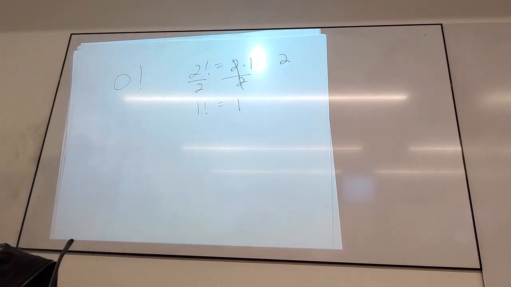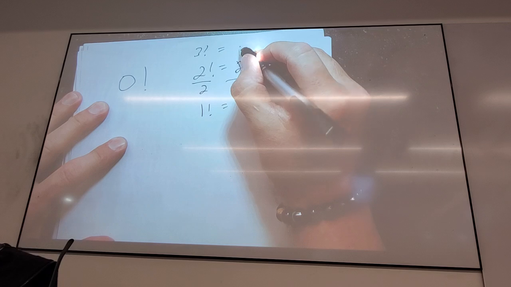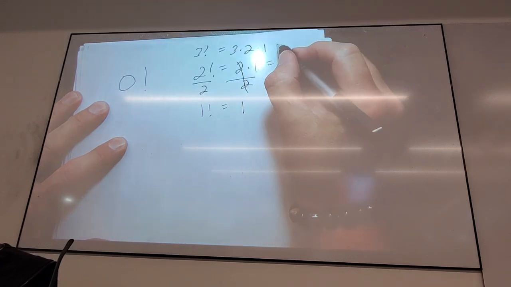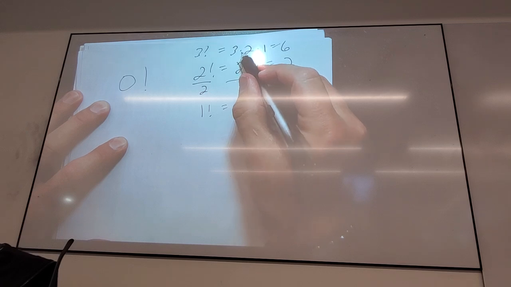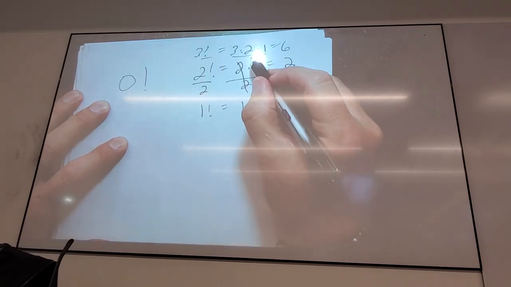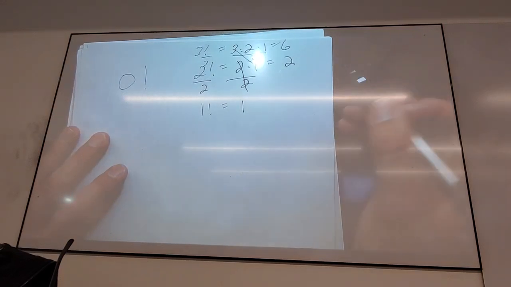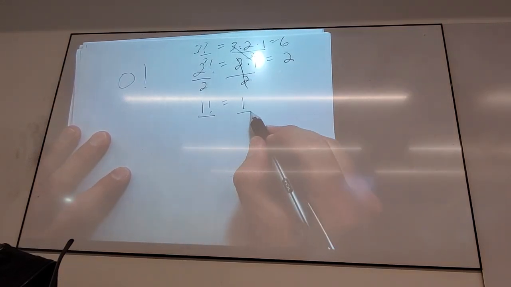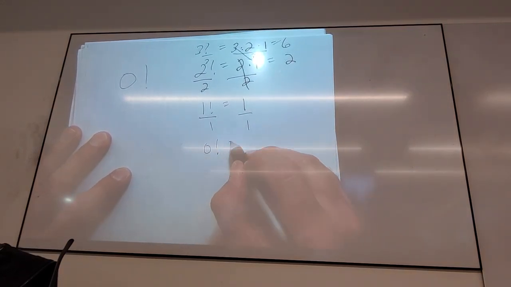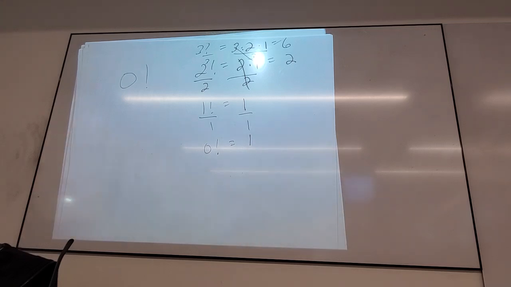And just to make sure you really believe me, 3 factorial is what? 3 times 2 times 1, yes? Which is 6. How do I get from 3 factorial to 2 factorial? Divide by 3, yes? You with me? So if I do that, how do I get to 0 factorial? Divide by 1. 0 factorial is 1.